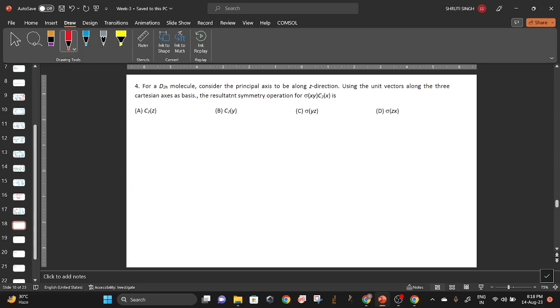Okay, next one is for a D2h molecule, consider the principal axis to be z direction, using the unit vectors along the three Cartesian axes as basis. Now here the basis is not the atoms or the orbitals. Here the basis is XYZ. Our Cartesian axis is the basis. The resultant symmetry operation for sigma xy dot C2x will be. Can we do this?